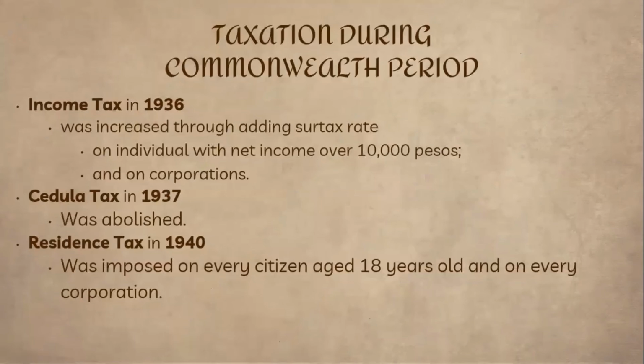So, income tax in 1936, it was increased through adding a surtax rate on individuals with net income over 10,000 pesos. So what happens in 1936? Income tax rates were increased, adding a surtax rate on individual net incomes over 10,000 pesos. So next is cedula in 1937. In 1937, the income tax rates of corporations were also increased and the cedula tax was also abolished, which appeared to be a progressive move.